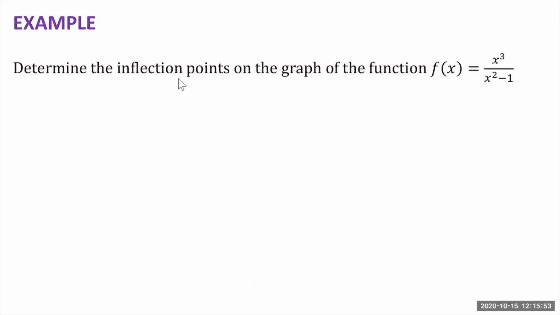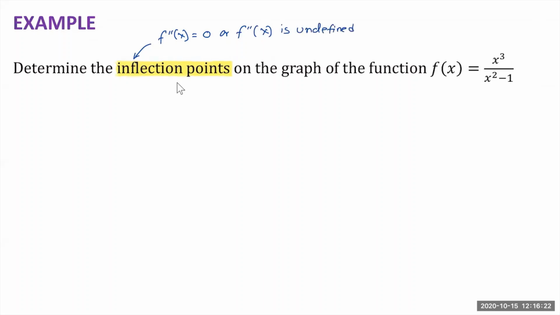Example: determine the inflection points on the graph of the function. In this example, we are looking for the inflection points on the graph of this function. When we say inflection points, these are the points where the second derivative of the function is 0, or the second derivative of the function is undefined.